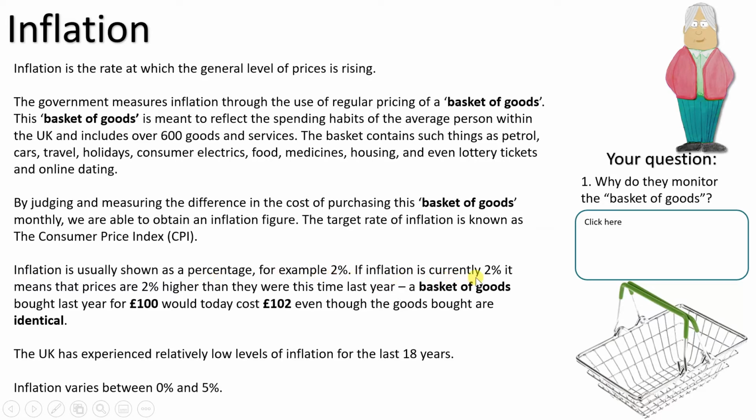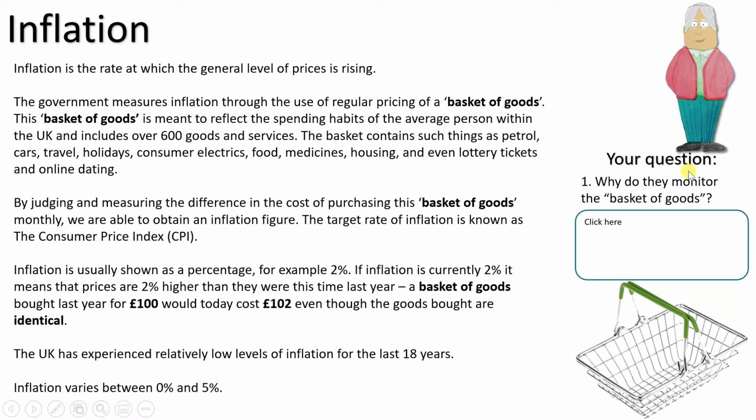If inflation is currently 2%, it means that prices are 2% higher than they were this time last year. A basket of goods bought last year for £100 would today cost £102, even though the goods bought are identical. The UK has experienced relatively low levels of inflation for the last 18 years. Inflation varies between 0% and 5%.